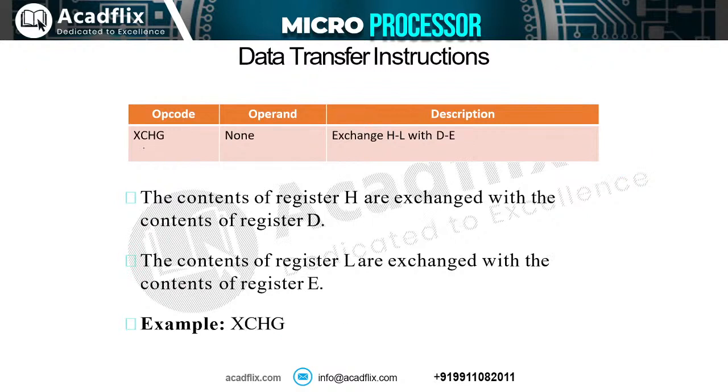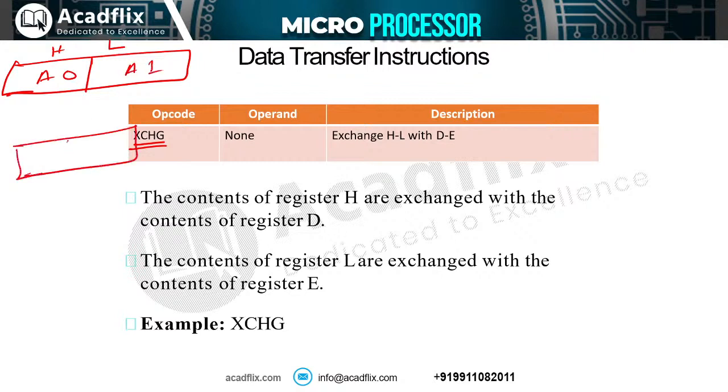Then we have the exchange instruction. Exchange means it will exchange the values of the register pair HL with DE. This means that you have a register pair HL, in which you have some value, let us say A0, A1, and you have a register pair DE. Remember, this can be done only on HL and DE. In this we have some value like 2F, 2A, 1F, 2A. The exchange instruction will simply exchange the values of these register pairs.